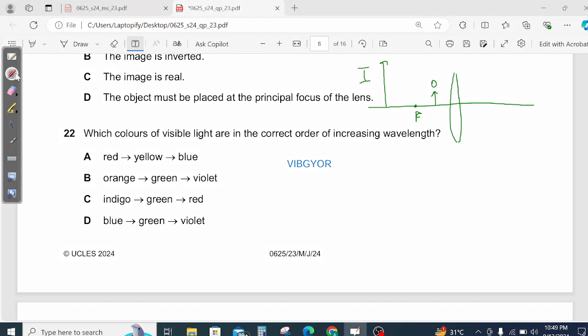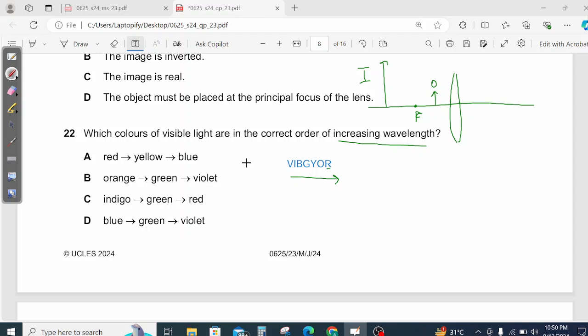If you have to find the increasing wavelength, this is your increasing wavelength order: violet, indigo, blue, green, yellow, orange, red. The largest wavelength is the red, it has the largest wavelength in that case.